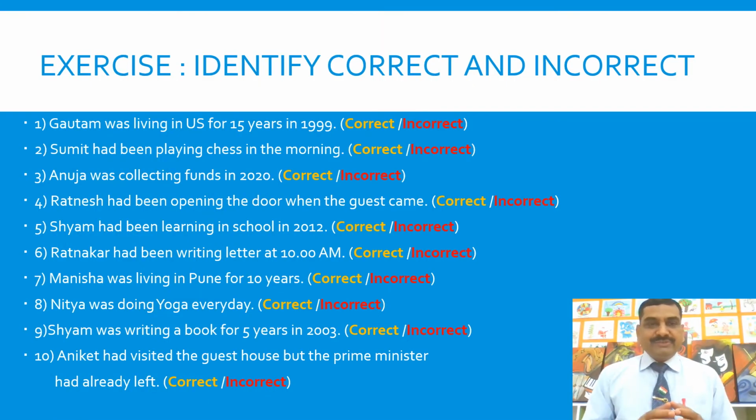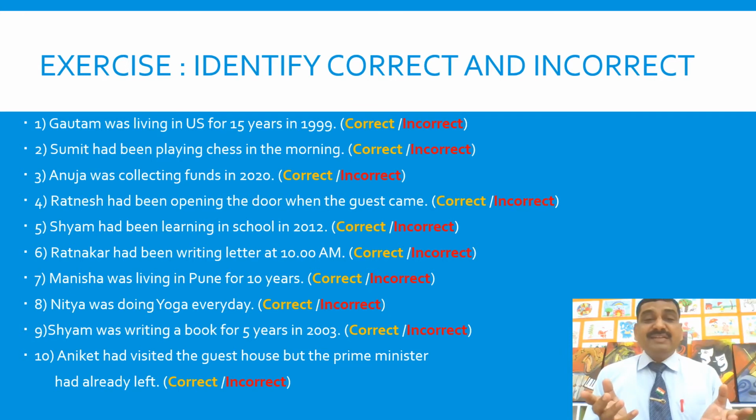Solve this exercise to check whether you understood the difference between continuous past and continuous perfect past. Identify if the sentence is correct or incorrect. Gautam was living in the US for 15 years in 1999. Sumit had been playing chess in the morning. Anuja was collecting funds in 2020. Ratnesh had been opening the door when the guests came.